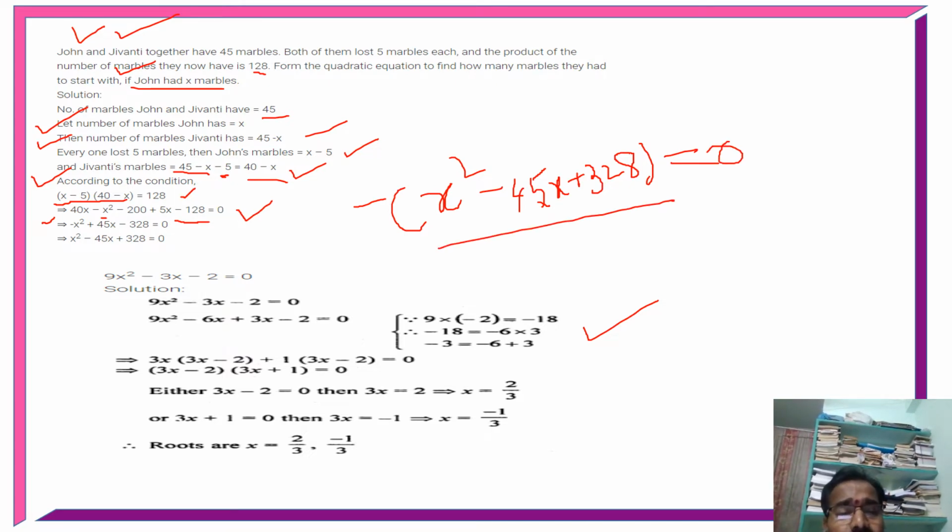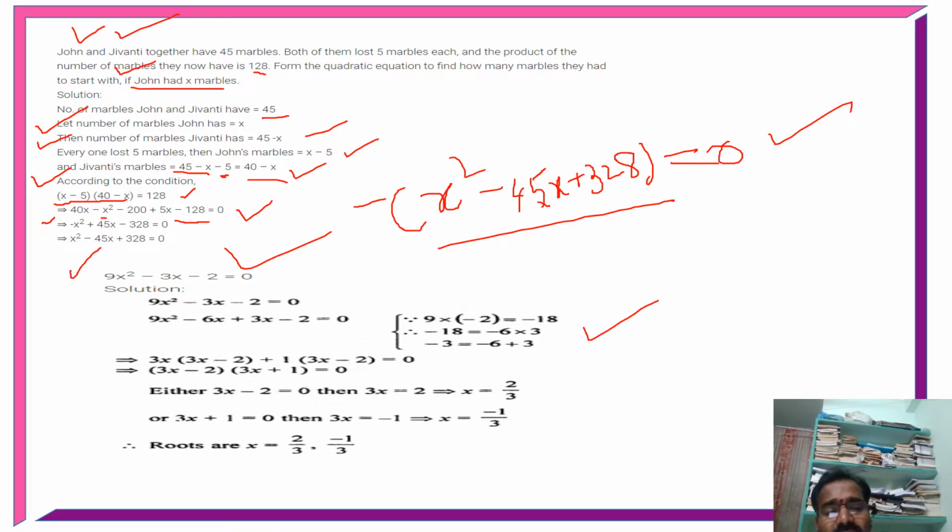After applying the split the middle term method, we can write it with further simplification. This is the equation we have. Now they said to form the equation, so the equation is formed. When form the equation is given, the equation should be formed. If they said solve, find the value of x, marbles with John and Jivanti together, but it is not given. Let us solve one more problem.